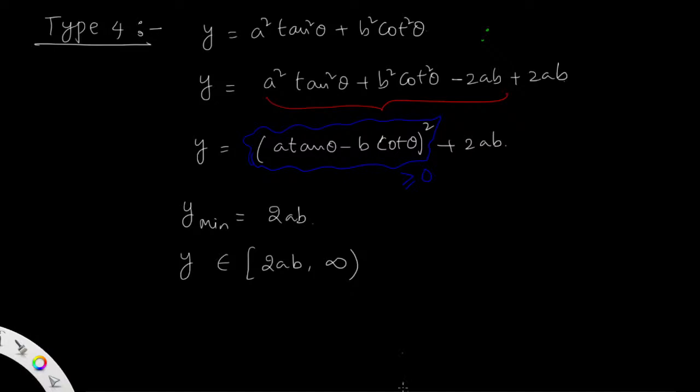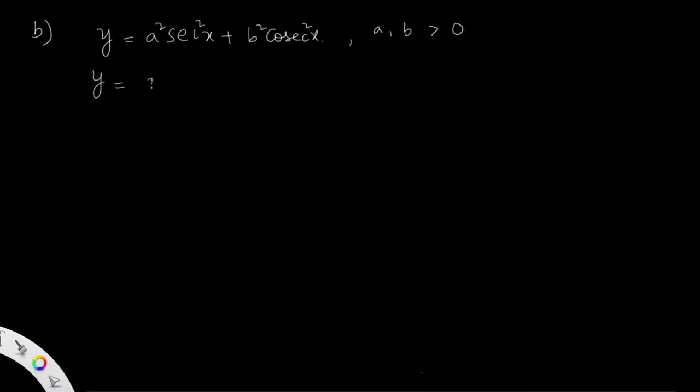Okay, and I will give you the same thing as a model question afterwards. And the second one is type two. If in the same concept the model is y equal to a square secant square x plus b square cosecant square x, where a comma b are positive, that is greater than 0. Now simplify: a square into 1 plus tan square x, and plus b square into cosecant square x, which is 1 plus cot square x.